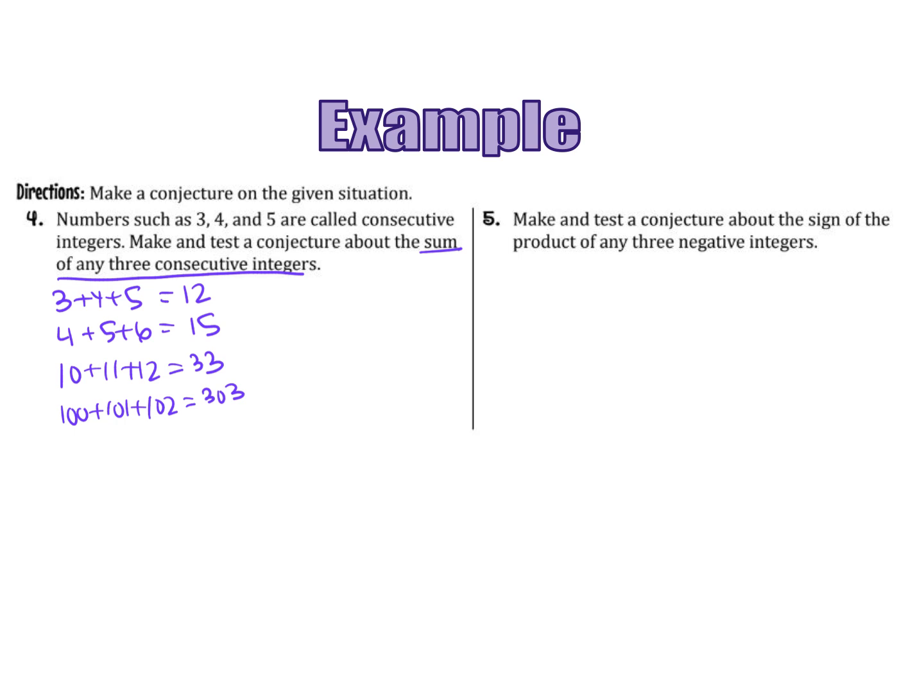So something that I noticed, especially with these 3 numbers, but it's also true of this one, is that all of these numbers happen to be divisible by 3. So my conjecture may be true, may be false. I haven't proven it, but my conjecture, based on my observation, is that the sum of 3 consecutive integers is a number that is divisible by 3.